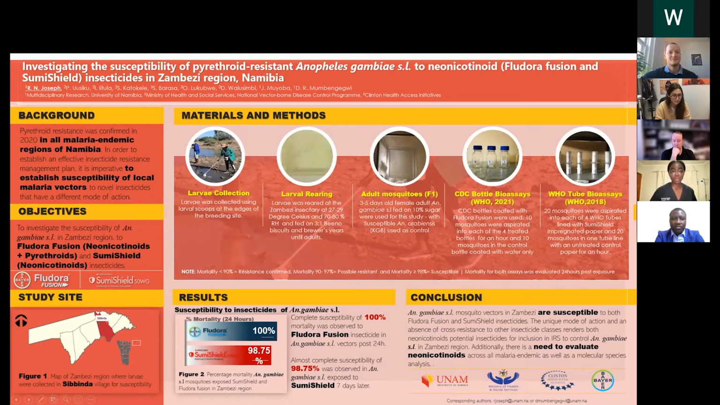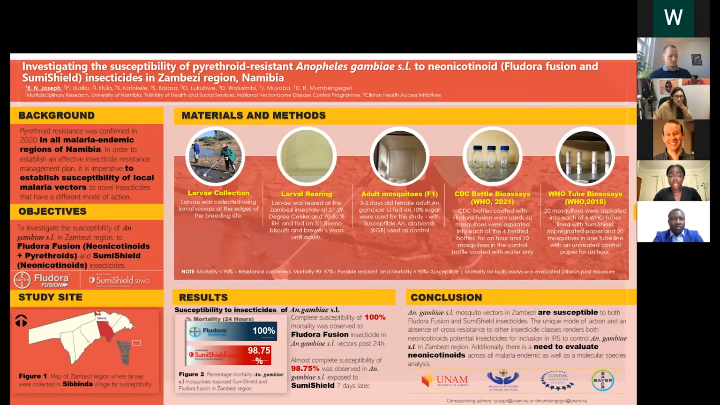Thank you, Andrew. Well, pyrethroid resistance was confirmed in 2020 in all malaria endemic regions of the country. And in order for our vector-borne control program to establish an effective resistance management plan, it is imperative for the program to establish the susceptibility of local malaria vectors to novel insecticides, which are said to have a different mode of action from pyrethroids. Well, this study aimed to investigate the susceptibility of Anopheles gambiae sensu lato in Zambezi region to both Fludora Fusion as well as Sumishield insecticide.